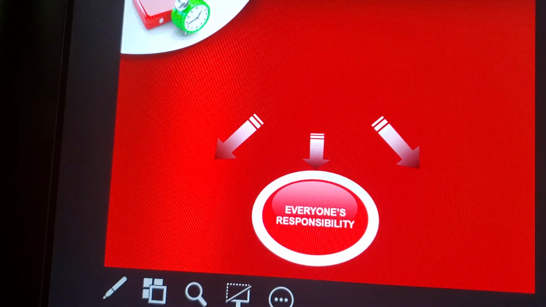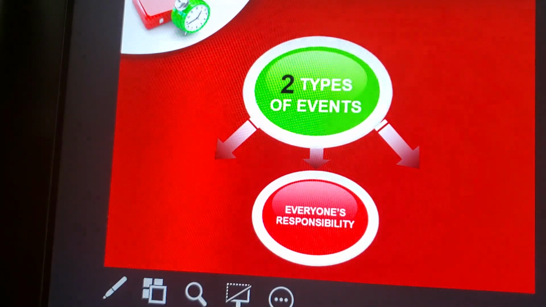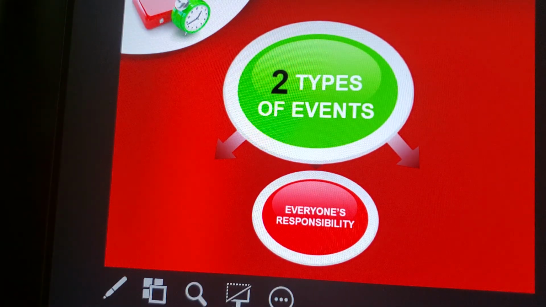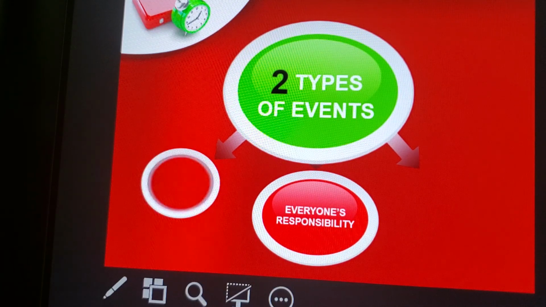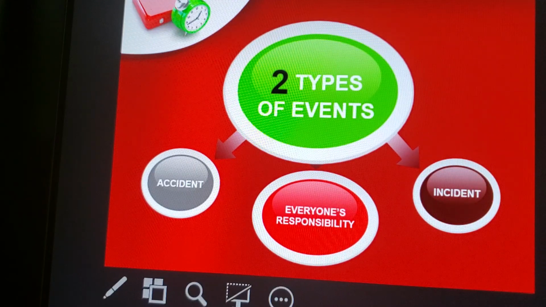So again, I'm going to reiterate, safety is everyone's responsibility. The next thing that I want to tell them is that there are two common types of events, right? And I'm going to add a little animation in there just to emphasize that there are two types of common events. One, accidents. The second type, incidents, right? Bam, just like that. You got your information across what you needed. And look, no bullet points, right?